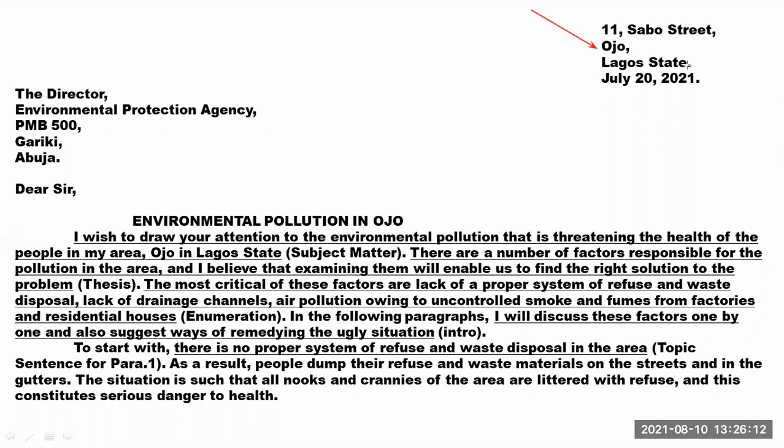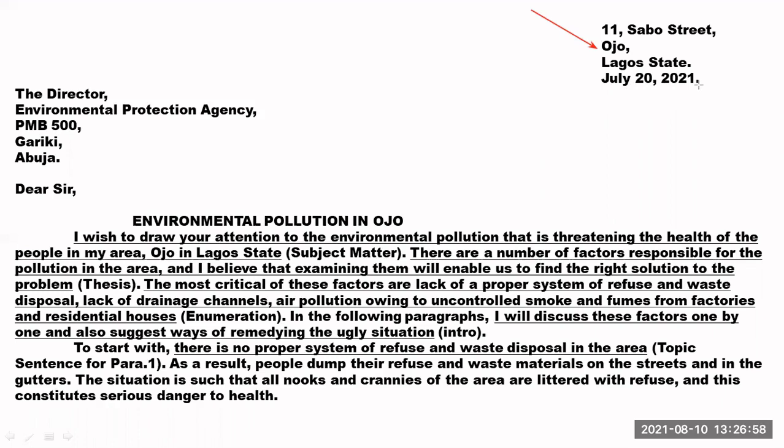Because we are writing the letter to someone within the country, it's logical that we end with the state. If you are writing a letter to someone outside your country, then you need to also include your country name. And if you are doing that, after state, you have a comma, then you put your country and you put a full stop. But here we have ended our address with Lagos State, so we put a full stop. Now, take note also of how the date is written. July 20, 2021, full stop.